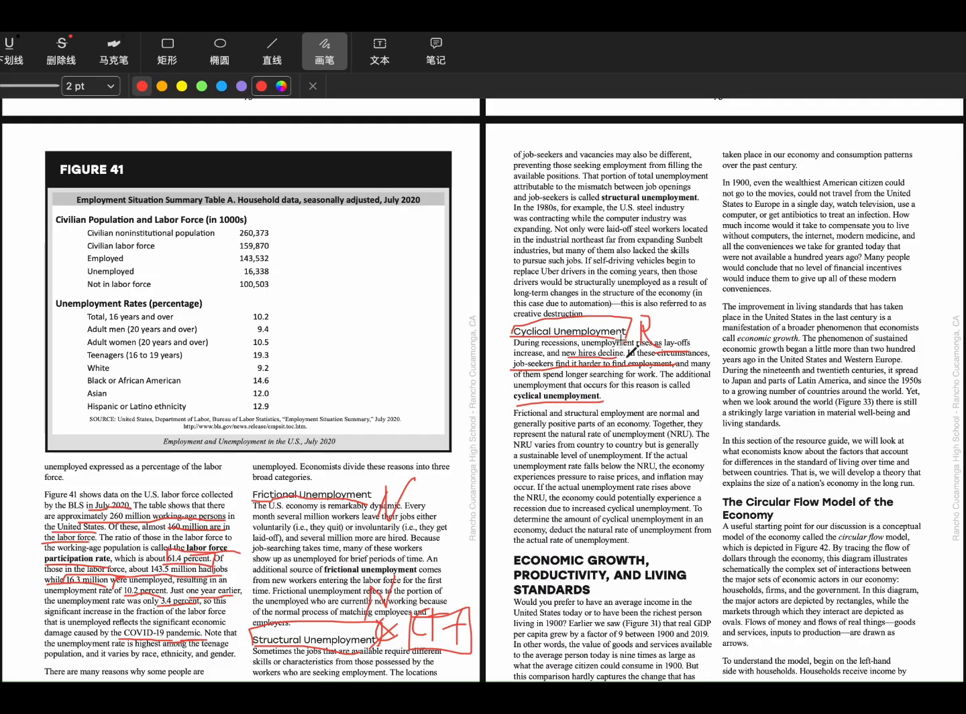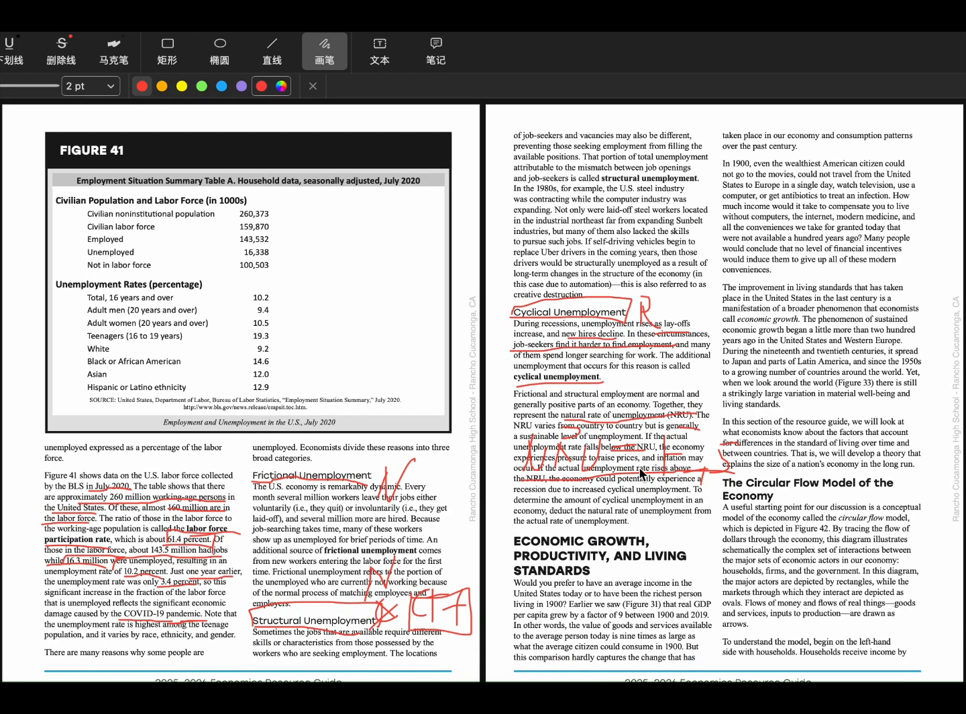In this case, this is outside what's called the natural rate of unemployment. Over here, it says the natural rate of unemployment. The natural rate of unemployment equals frictional plus structural unemployment. Those two are the normal unemployment, so they're natural. This one is recessionary, so it's outside of this NRU, outside of the natural unemployment rate. That's why cyclical is so bad for the economy.